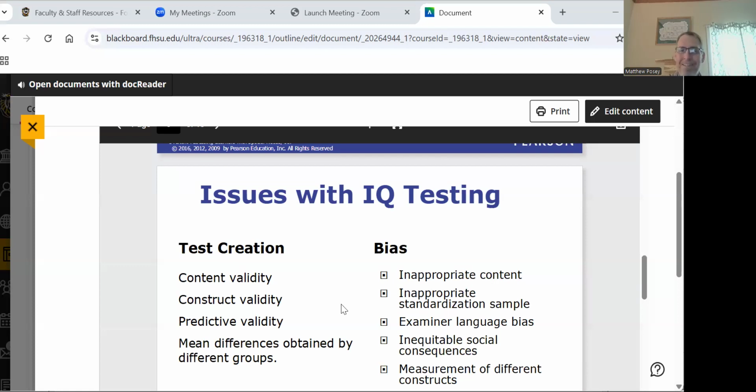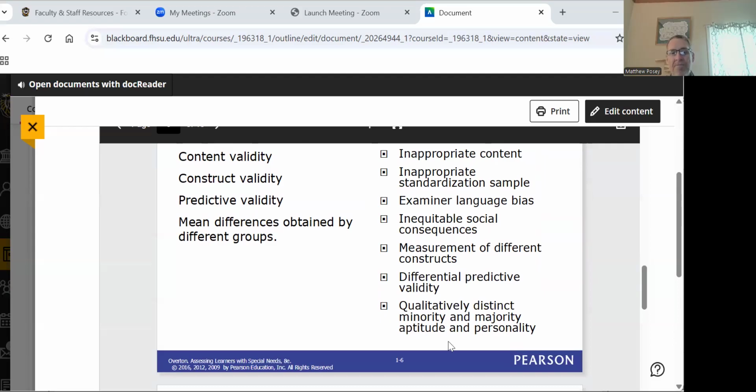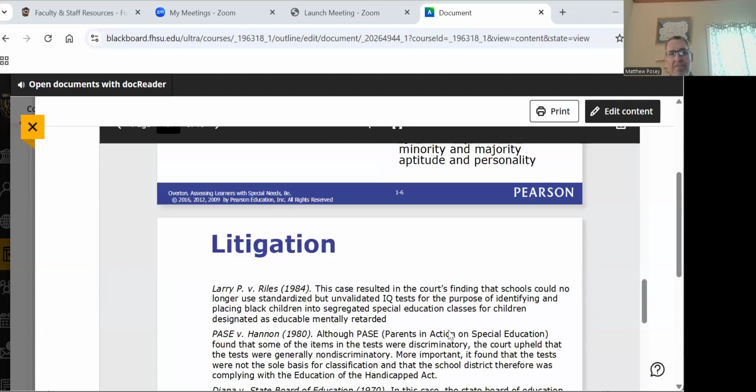Then we have bias issues. Could be inappropriate content on that assessment when we're doing the IQ assessment, an inappropriate standardization sample, examiner language bias, inequitable social consequences, different measures of construct, differential predictability, and then we have some qualitatively distinct minority and majority aptitude and personality differences.